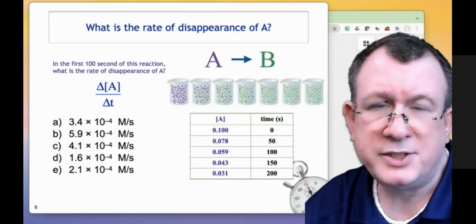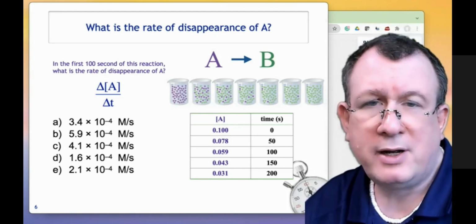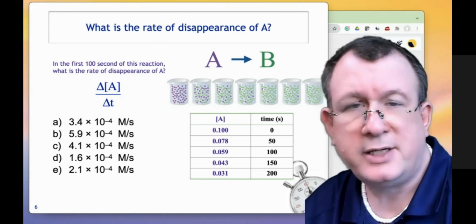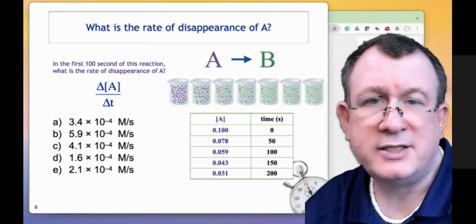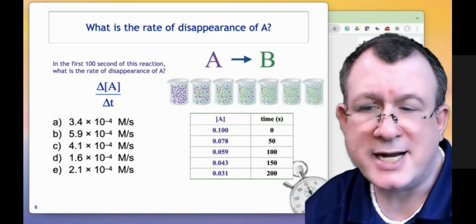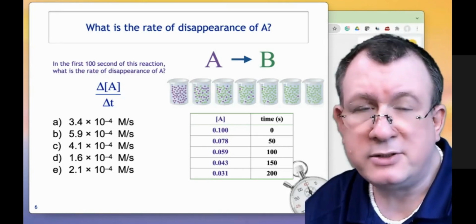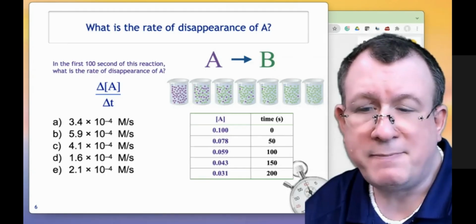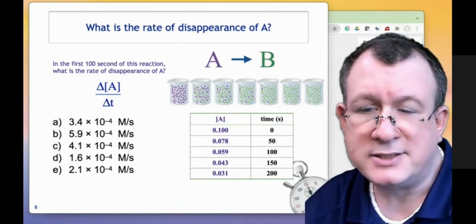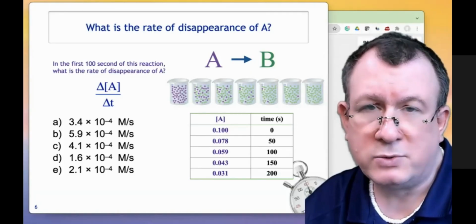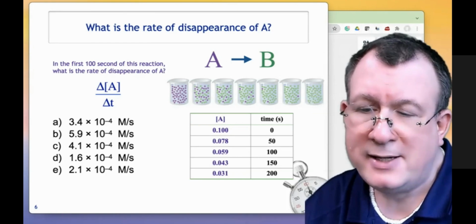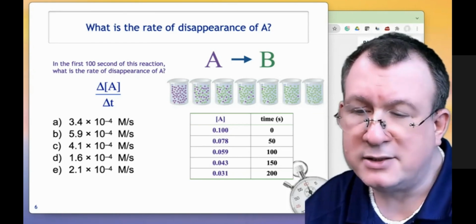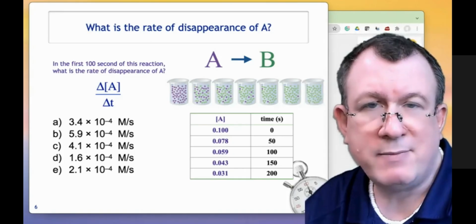And this is a question you may run into in the homework. What is the rate of appearance of B, or what is the rate of disappearance of A? And the way you do that is you find the delta of A or the delta of B and divide it by the corresponding delta in time. So in this case, I'm going to take that 0.041 you found, and I'm going to divide it by the delta of time. And the delta of time in this case is 100 minus 0, so 100. So if I take that 0.041 and I divide it by 100, then it looks like the answer here is C. Do you see how I came up with the rate of change of A?